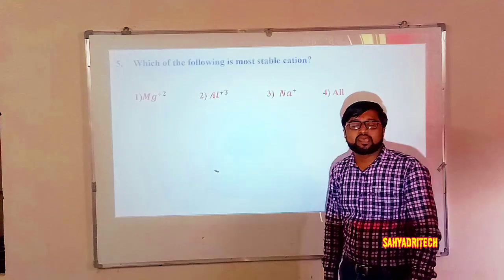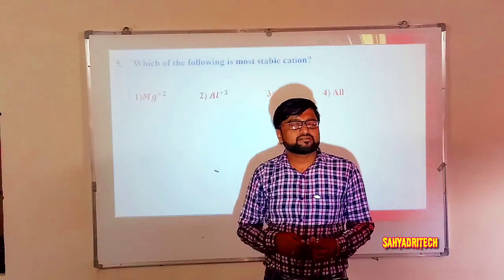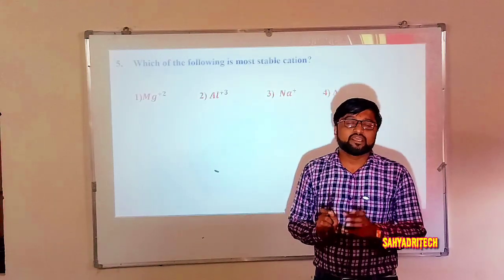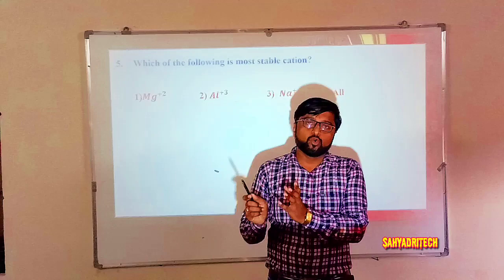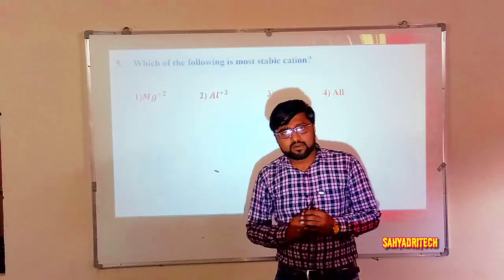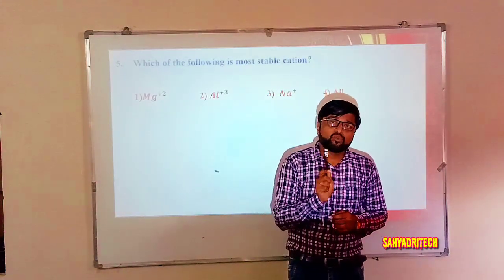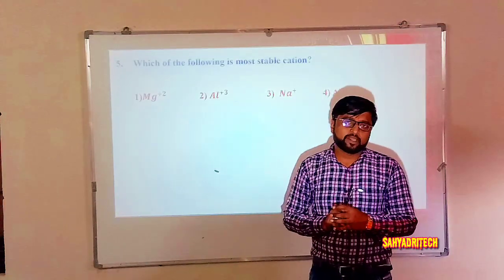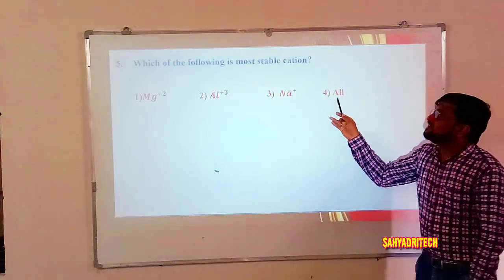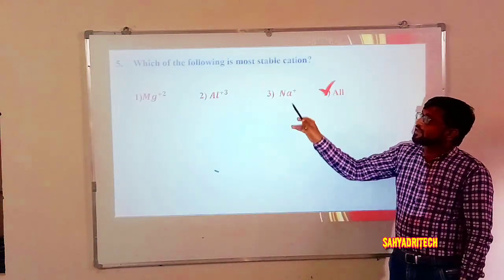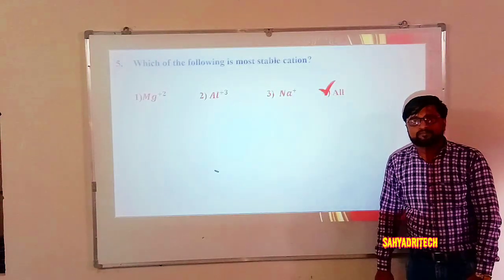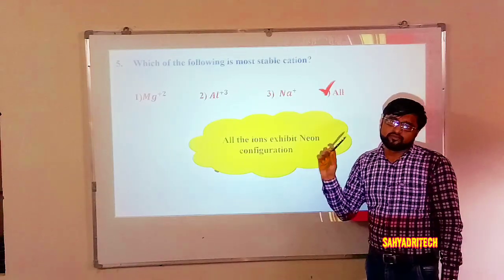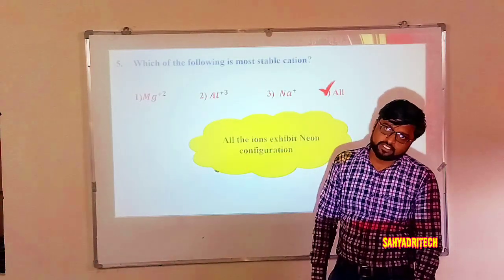Mg2+, Al3+, and Na+. These three chemical species have the same number of electrons, 10 electrons each, and they are going to have neon configuration. Neon configuration means it is one of the noble gas configurations. Remember, any chemical species, if they have noble gas configuration, will be more stable. Therefore, what is the answer here? Fourth is the answer. All are going to be stable cations. Why are we saying all? Because all the ions exhibit a neon configuration, a noble gas configuration.